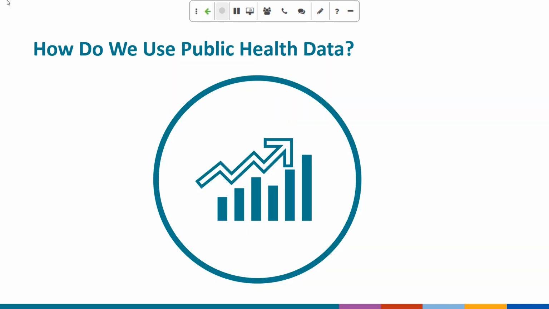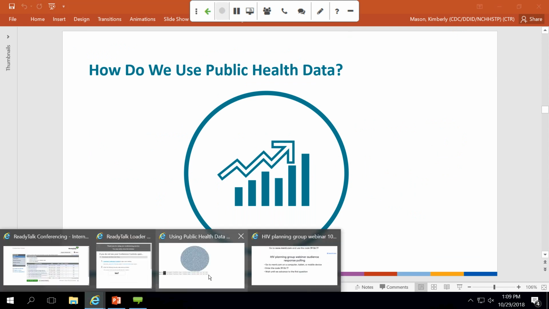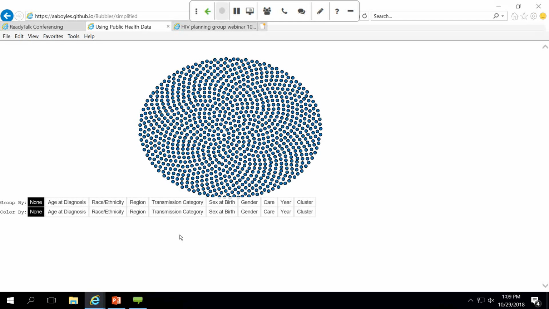So let's talk a little bit about how we use public health data. As a result of strict data use policies, our initial uses of public health HIV data were primarily focused on describing populations. I'm going to switch over to an interactive tool here. Although the data are not real, imagine for a moment that each dot on this slide represents a person with newly diagnosed HIV infection. Public health data help us to better understand who's being affected by HIV.